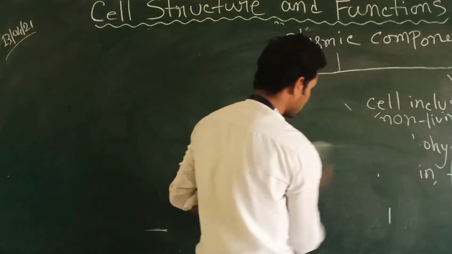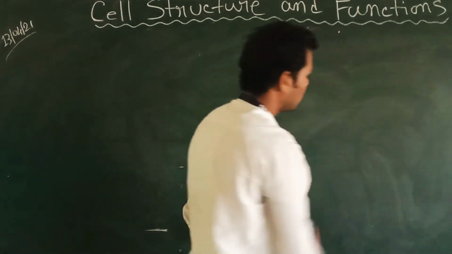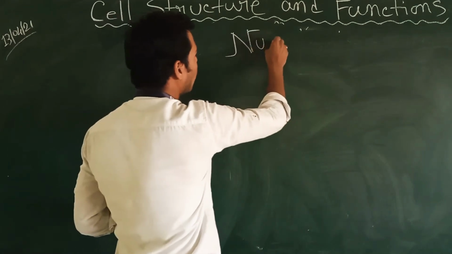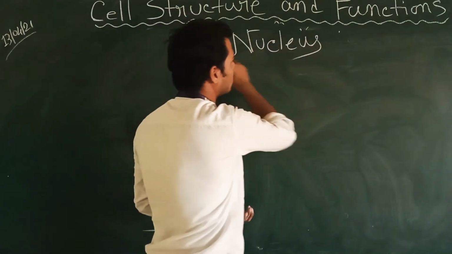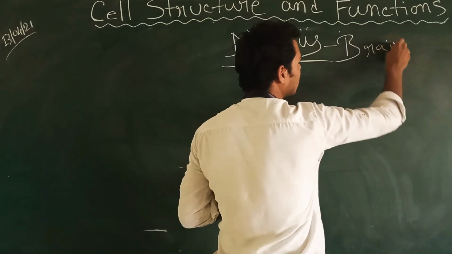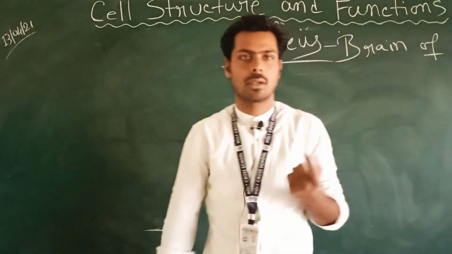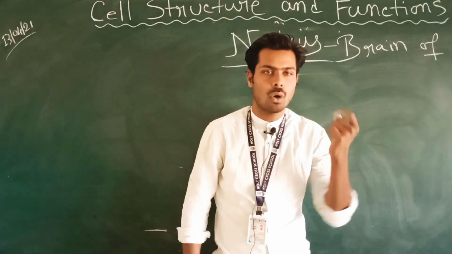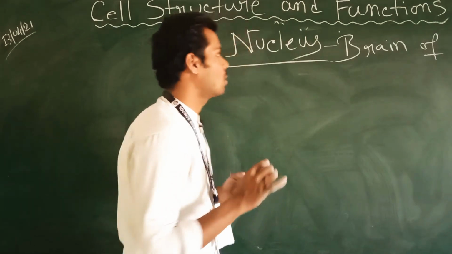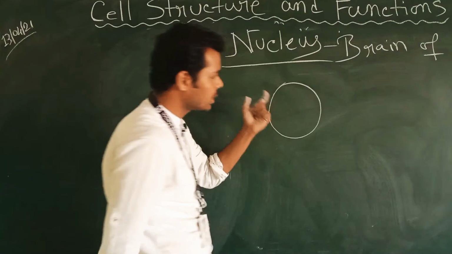Nucleus is also known as the brain of a cell. Nucleus, one of the very important components. Nucleus is also called the brain of a cell. Why the brain of a cell? Like your brain controls all the activity which you do, similarly, whatever activity a cell does, all these activities are controlled by your nucleus. So this is the nucleus.